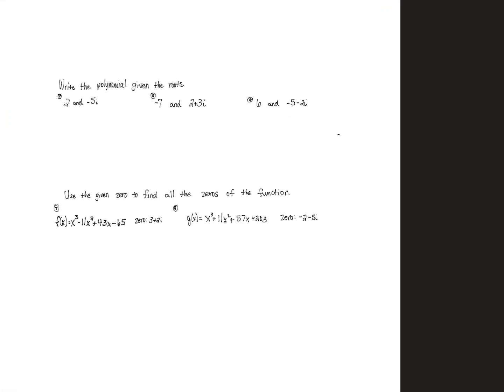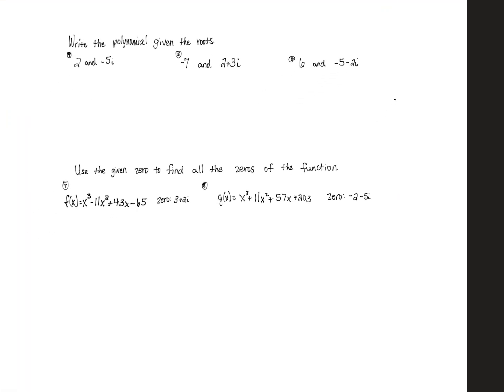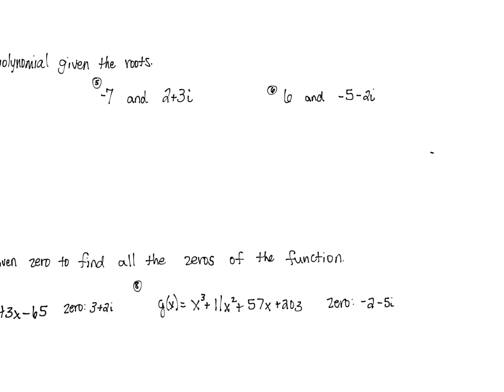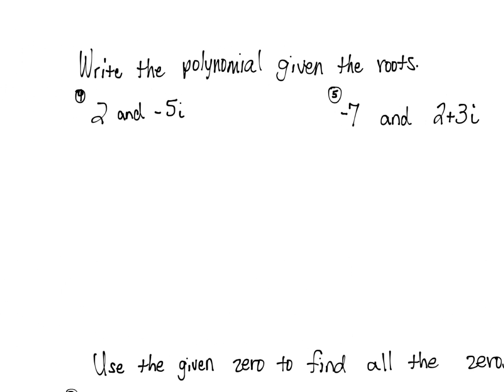All right, I want to do these examples. I'm going to do two with the write-the-polynomial, and then we're going to do the last two together. You're given these zeros and you have to write the polynomial. Remember, if you have an imaginary, you have to account for the conjugate. So in number 5, I have x equals negative 7, I have x equals 2 plus 3i, and I also have what? 2 minus 3i.